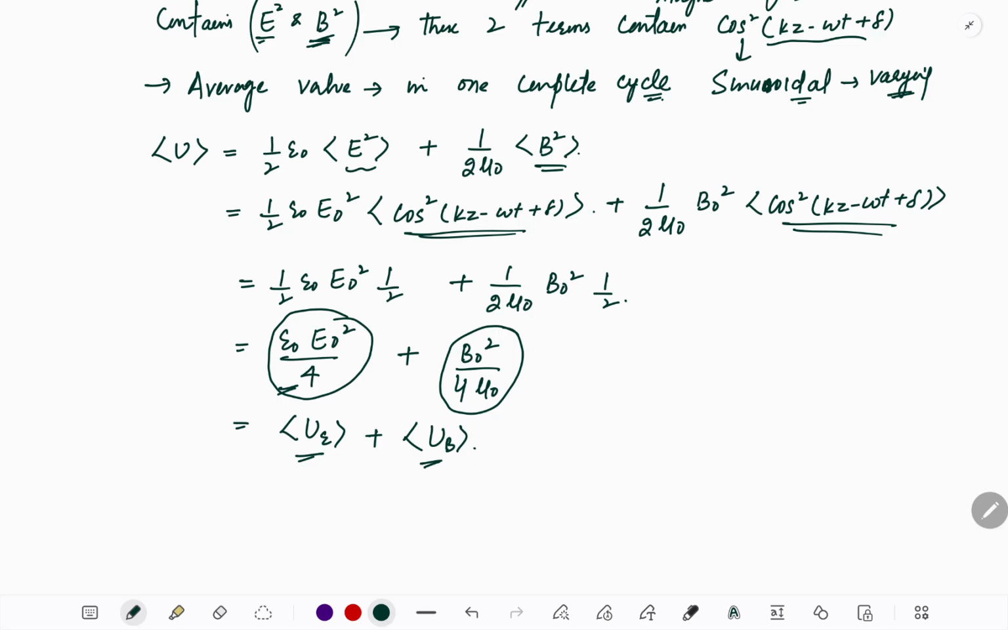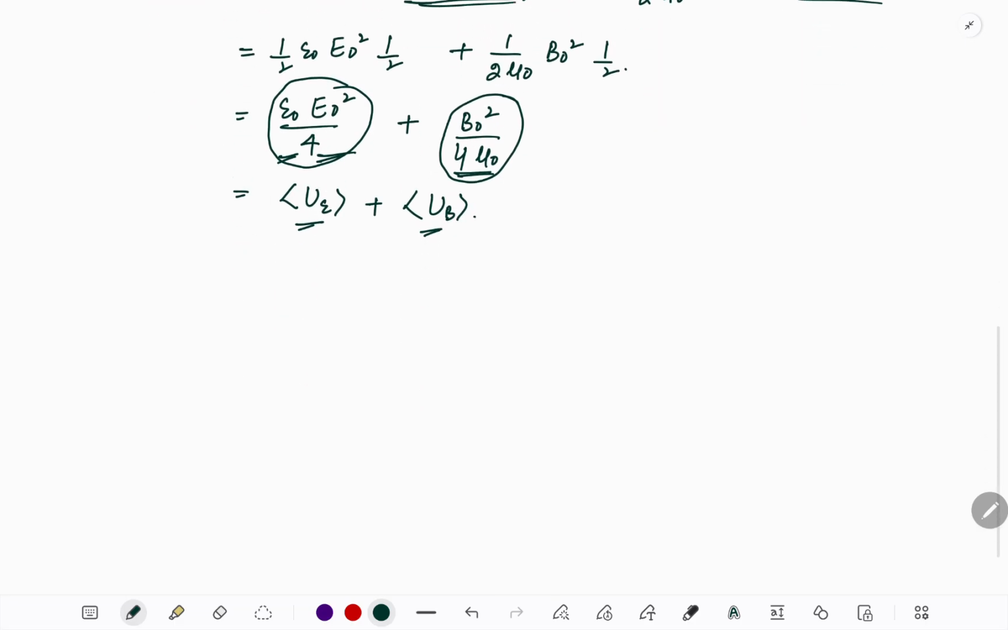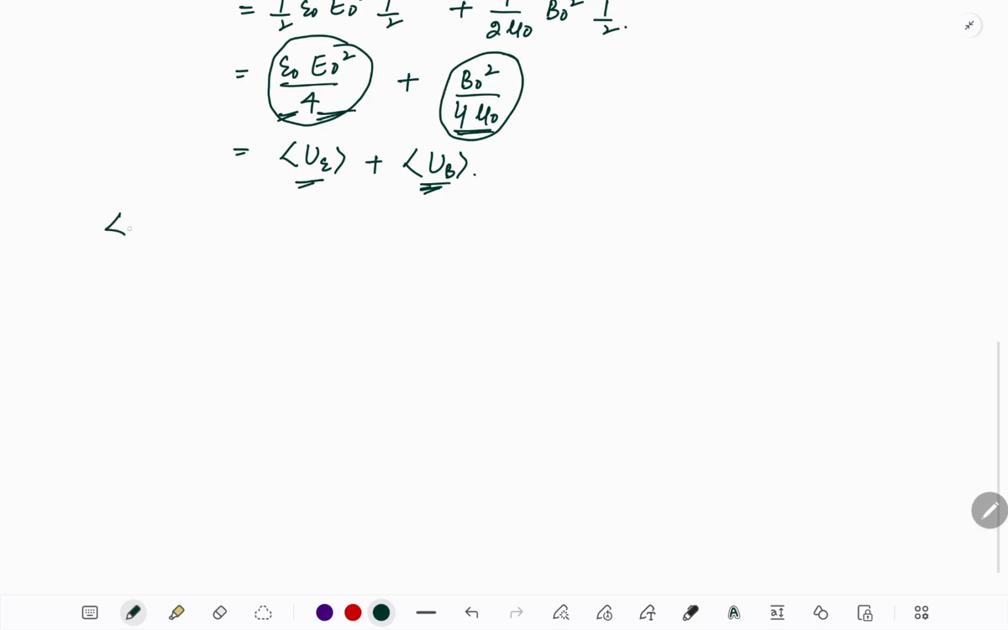With some basic mathematics we can see that these two are actually equal. Let's try to understand what the average of UB is. The average of UB is B naught square by 4 mu 0. Let's use the basic definition of the speed of light, c equals 1 over root of mu 0 epsilon 0, which implies c square equals 1 over mu 0 epsilon 0.